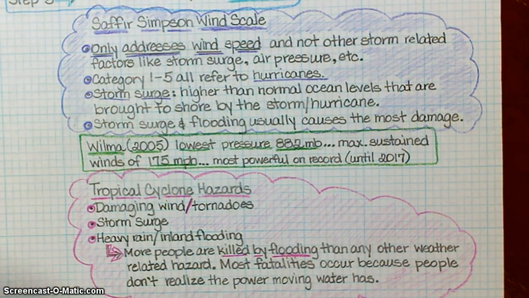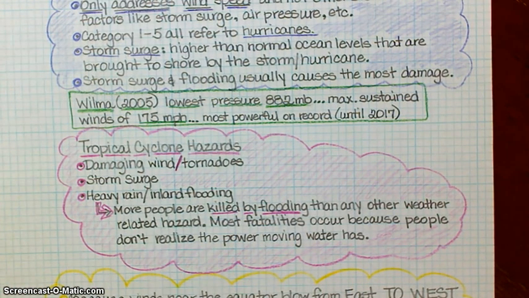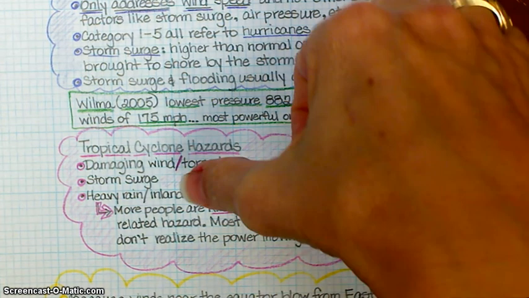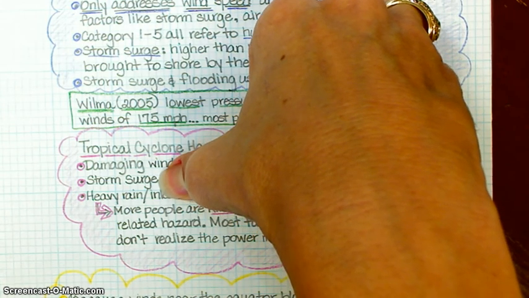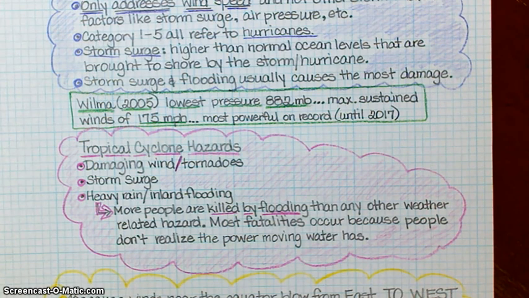Okay, down here with tropical cyclone hazards: damaging winds, storm surge, heavy rain, and okay, the biggest thing that causes damage and loss of life are these two. The stuff that has to do with water, storm surge and flooding.